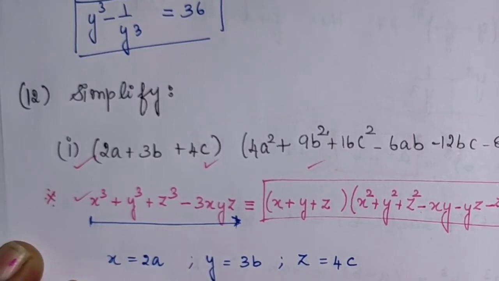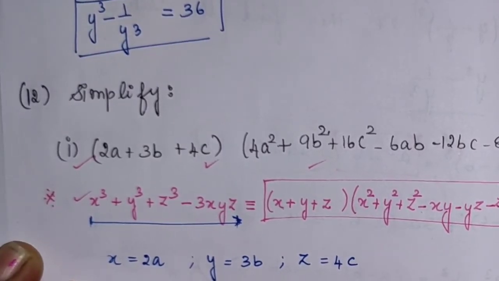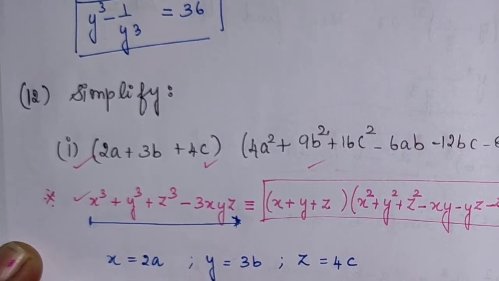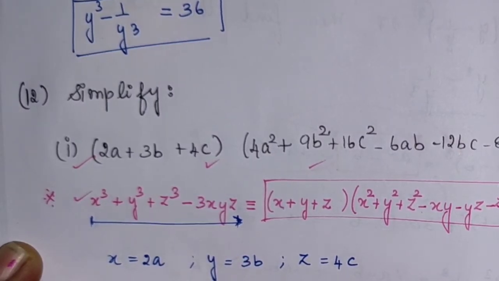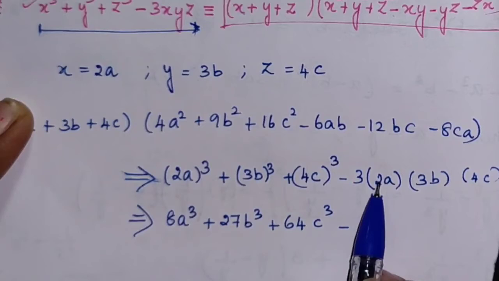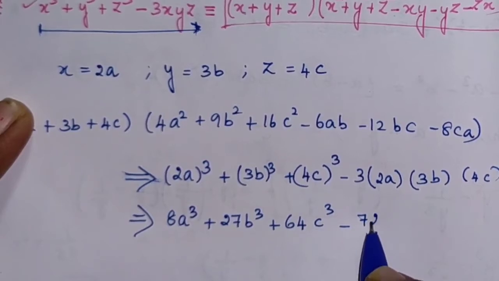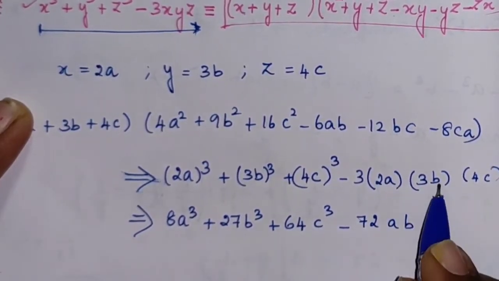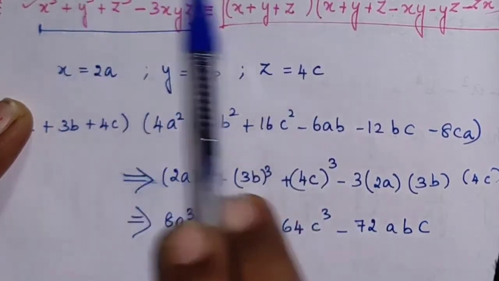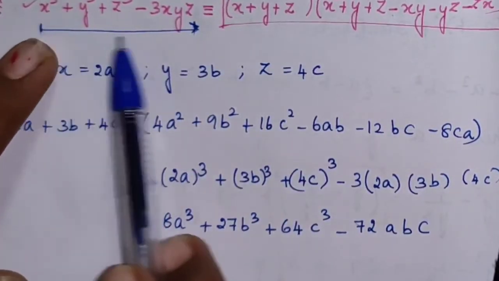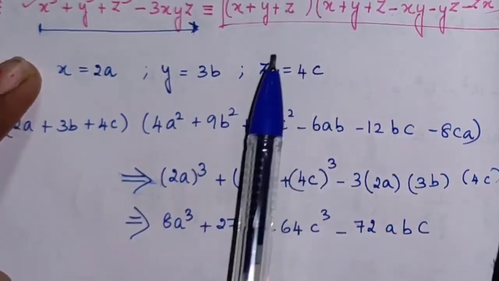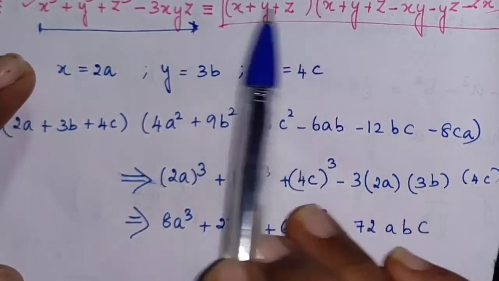Which implies 2 cube is 8a cube, 3 cube is 27b cube, 4 cube is 4 into 4 into 4, that is 64c cube, minus 3 twos are 6, 6 threes are 18, 18 into 4 will be 72abc. So I can rewrite this question and simplify it in 4 terms. Here you have so many terms, but when you use this identity, it will be simplified into 4 terms.